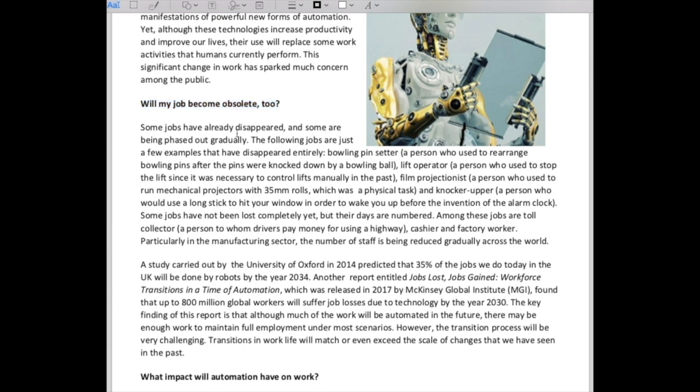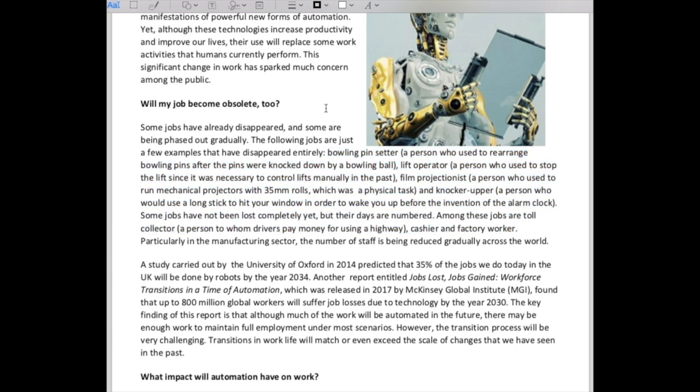So some jobs have already disappeared. Now let's see if we can see some jobs. Look, pin setter, er. Normally that means it's a job, like singer or teacher. Operator, that's a job. Projectionist, that's a job. Knocker-upper, that's a job. Collector, that's a job. Cashier and factory worker. So we have a long list of jobs in this particular section.